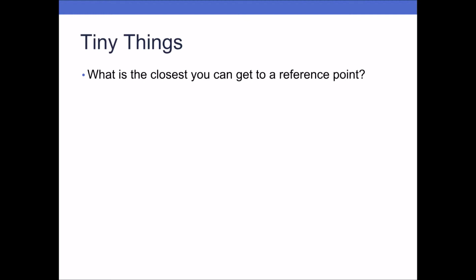So let's remind ourselves also of some small things. What's the closest you can get to your reference point, or as we sometimes say, the origin? It's 0 meters away from it. If you are 0 meters away from your origin, you are at your origin. And what does our negative position mean? Negative position means you are just away from the origin in the negative direction.